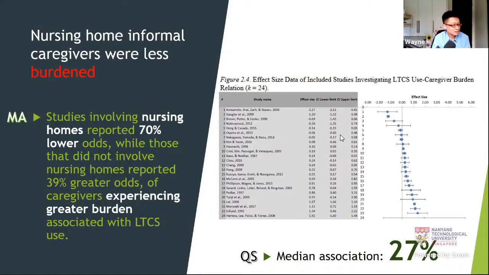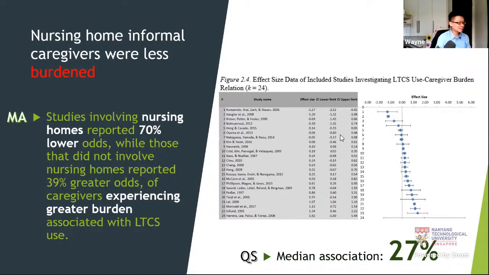Okay, 3 main slides on what we found. The first thing, where residential care or nursing home care is concerned, informal caregivers who care for nursing home patients, right, actually felt less burden. What do we mean by that? MA there stands for meta-analysis, the quantitative result, right? What we found was that among these 24 studies, studies that involve nursing homes reported 70% lower likelihood of caregivers experiencing greater burden.